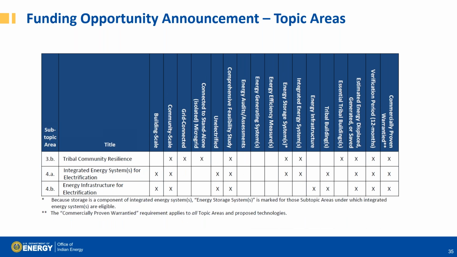And the remaining subtopic areas are shown here. Also, all clean energy technology proposed under this FOA must be commercially proven, at least a technology readiness level of 9, and they must be warranted. Again, if there are any inconsistencies between the funding opportunity, this presentation, or anything you hear from DOE or other people, the FOA document is the controlling document and should be relied on solely, or you can seek clarification through tribalgrants@hq.doe.gov.